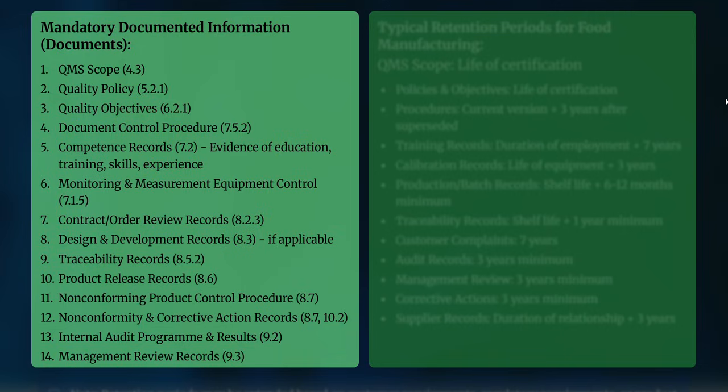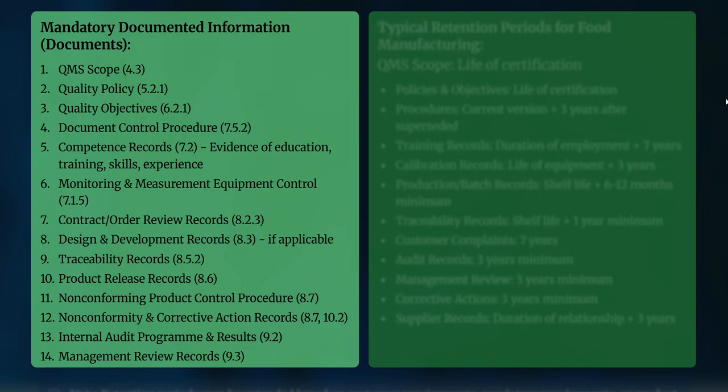And you need to have traceability records as per clause 8.5.2. And you need to have product release records as per clause 8.6. And you have to have nonconforming product control procedure as per clause 8.7. And you need to have nonconformity and corrective actions records as per clause 8.7 and 10.2.